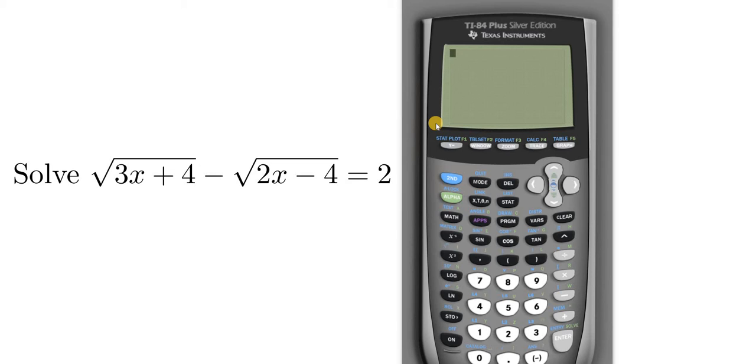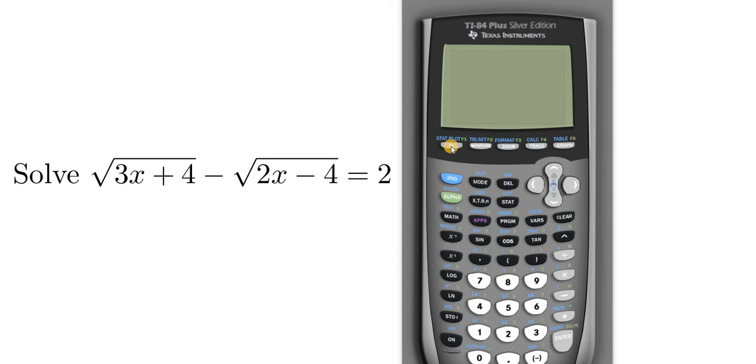Hi everyone, in this video we're going to solve this equation with two square roots, and we're going to do it entirely in the calculator. So it takes a little bit of work, but it's not too bad once you know how to do it. So we're going to basically set it equal to 0 and graph it. So we're going to subtract 2 from both sides and graph the result. This will always work whenever you're trying to solve these types of equations. So set it equal to 0 and graph it.